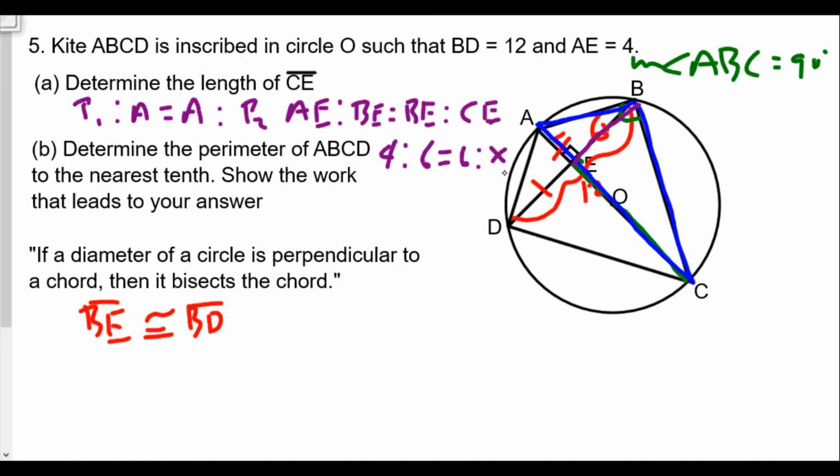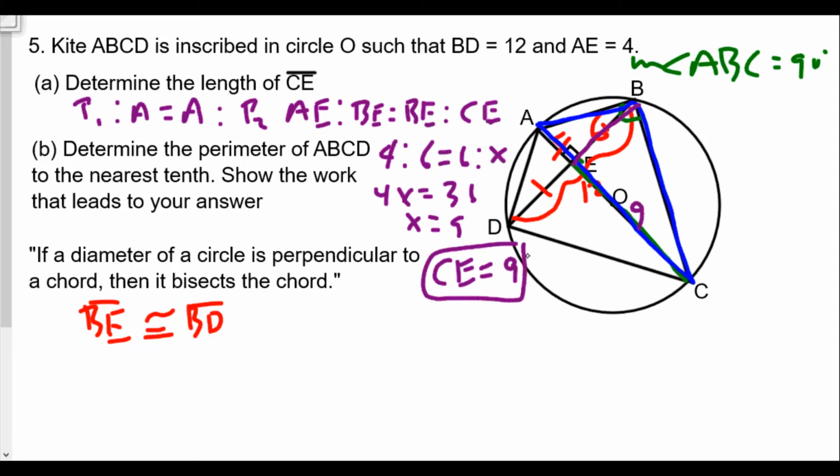Product of the means equals product of the extremes, so we have 4x equals 36. X equals 9. So we see that the measure of CE is equal to 9. That's our first part. Okay, great. Which means that the whole measure of AC is going to be 13.